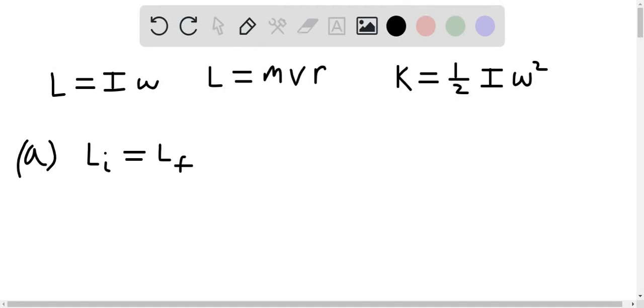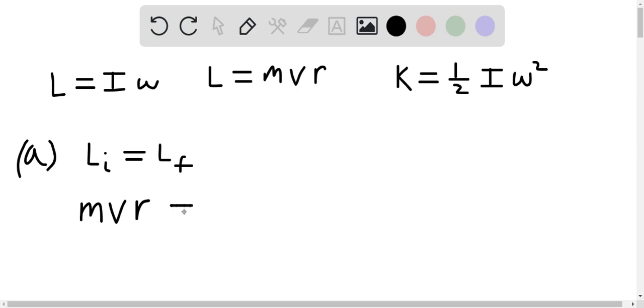So for part A, in order to find the rotational velocity of the merry-go-round after the boy jumps on it, we're going to consider the fact that angular momentum is conserved. So the initial angular momentum is all coming from the boy. So this is going to be m times v times r, where the mass of the moving boy is 40 kilograms, r is 2 meters, and v is 4 meters per second. These were all given in the question.